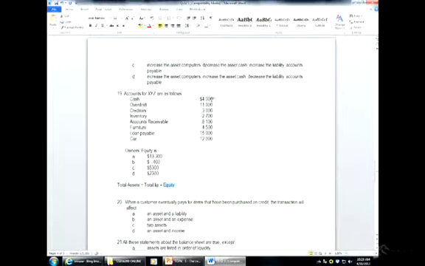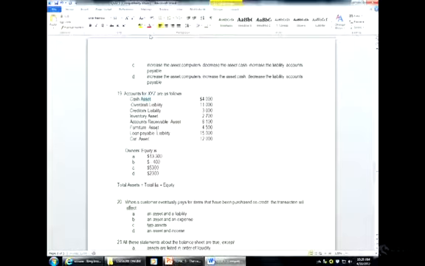So what are all our assets? The first one, cash, is an asset. Bank overdraft is a liability. Creditors, liability. Inventory is an asset. Accounts receivable is an asset. Furniture, asset. Loan payable, liability. Car, my own car, asset.